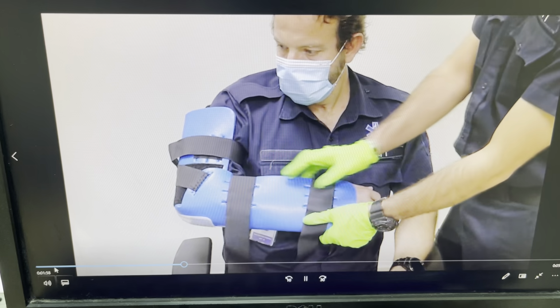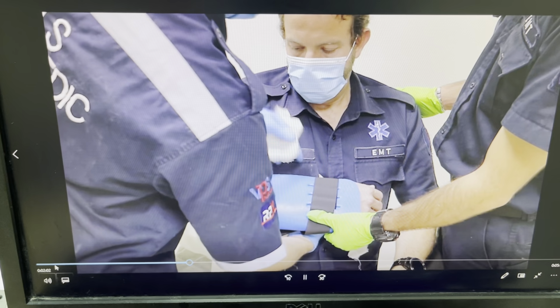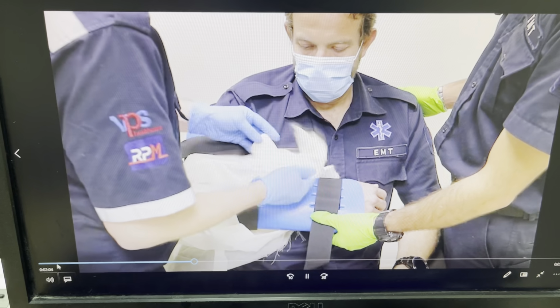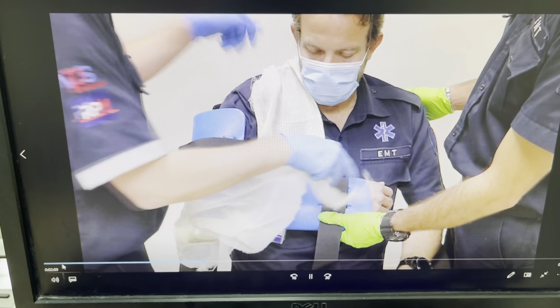Apply a triangular bandage to support the limb. Also, apply a crepe bandage or conforming bandage around the torso of the patient to keep the limb against the torso.